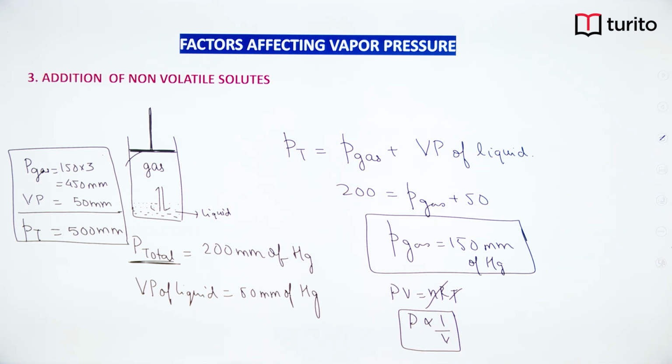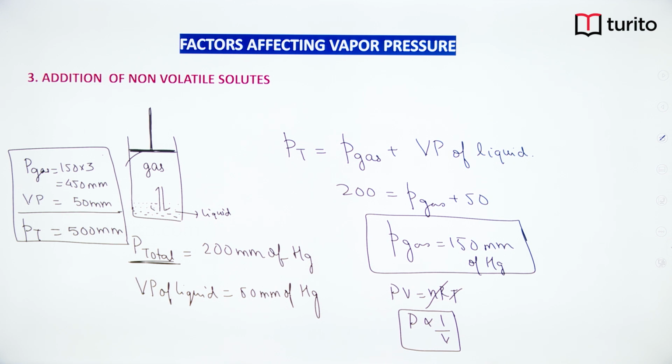So just write it down. Basically this question said that we were having a container fitted with a movable piston. We had a gas inside it and water. The water has a vapor pressure of 50 mm of Hg and the total pressure inside the container was 200 mm of Hg. From that data we calculated the pressure of gas, which came out to be 150 mm of Hg. We have assumed that the gas is ideal in nature.